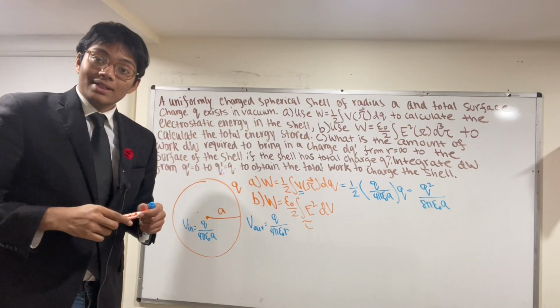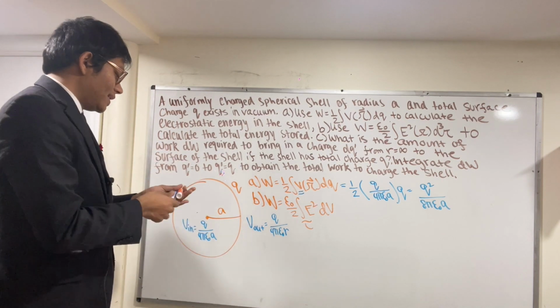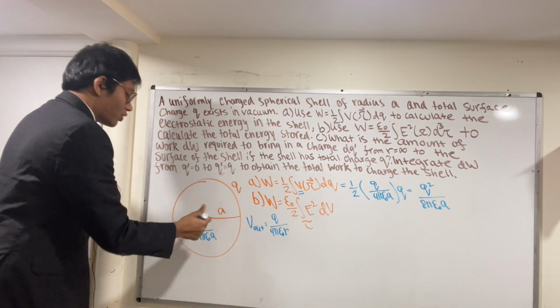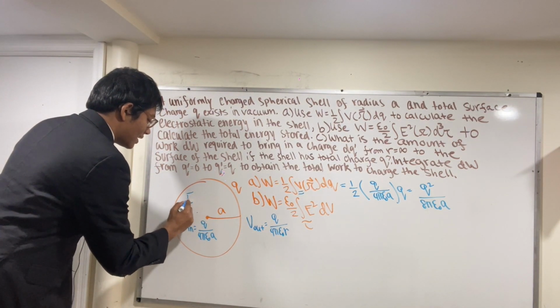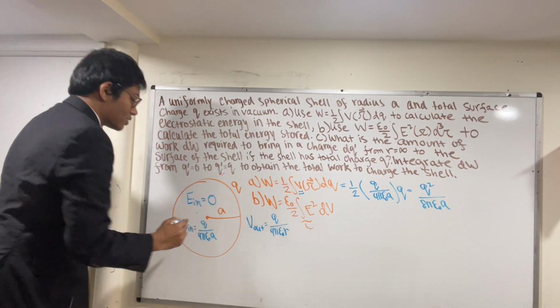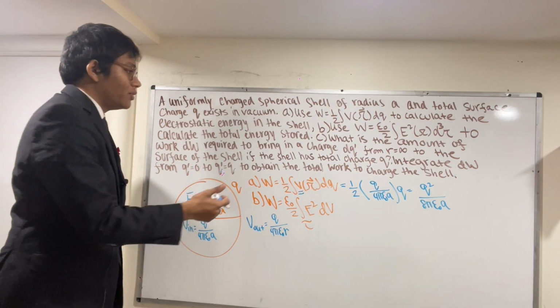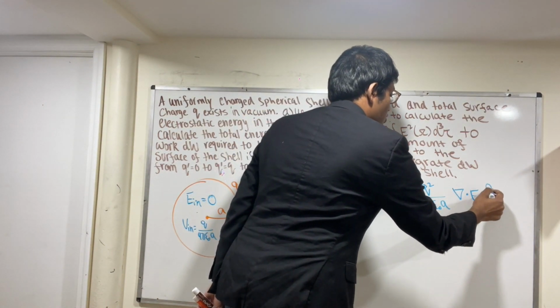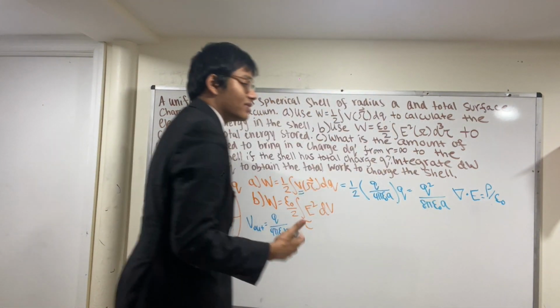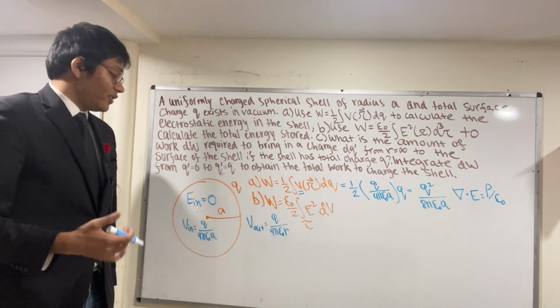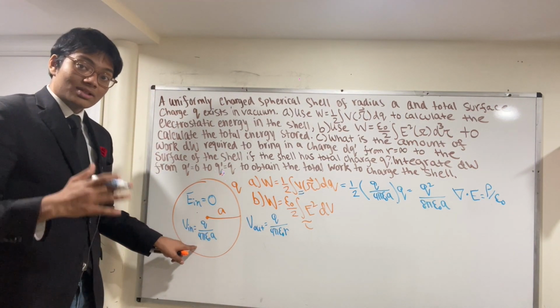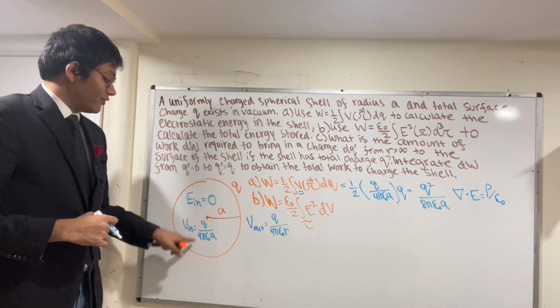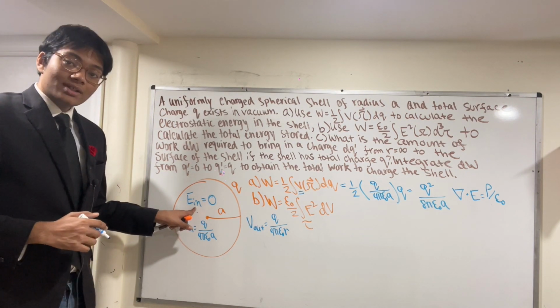First, we need to determine the electric field in all the areas of space. Now, since this is a spherical shell, there is no electric field inside the shell because there is no charge density, right? We know from Maxwell's equations that the divergence of the electric field is the charge density over epsilon naught. If there's no charge density, there's no electric field, but that doesn't necessarily mean there's no electric potential. So you've got to be careful with that. So the electric field inside is 0.